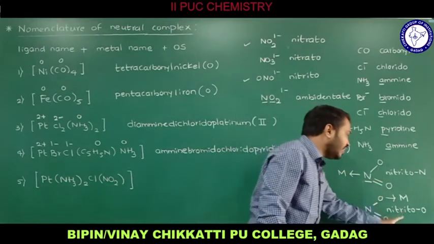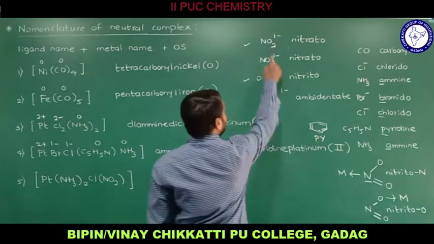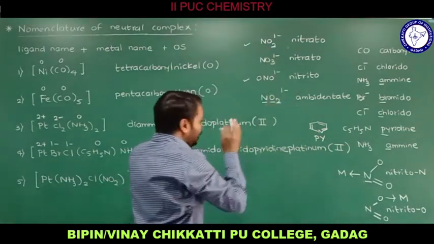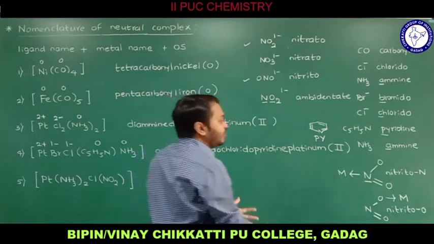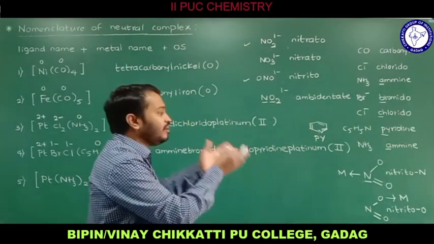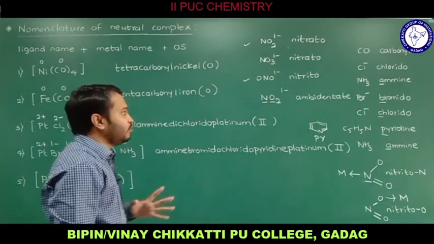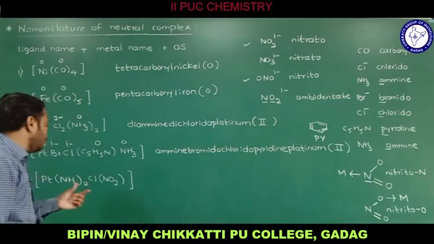If I write nitrito-O, O will be the ligating atom. So instead of using nitro, to be more correct we use nitrito-N, nitrito-O. So this is an arrangement you need to know, whether N is the ligating atom or O is the ligating atom. If you know this, I can move on with the name of this one.